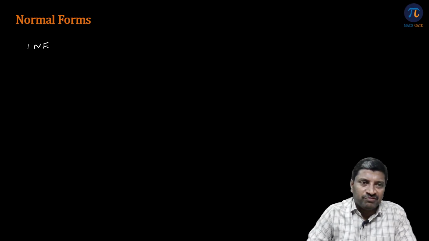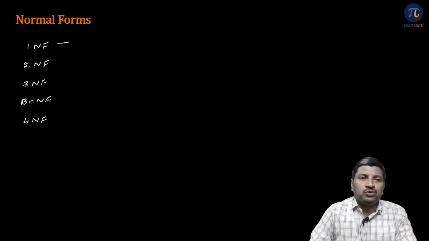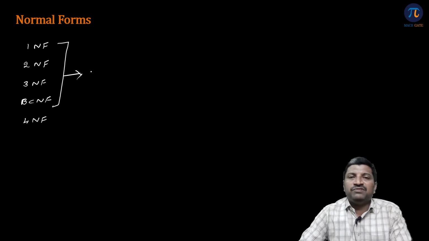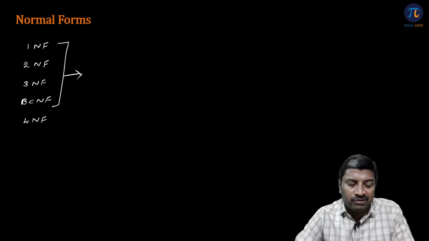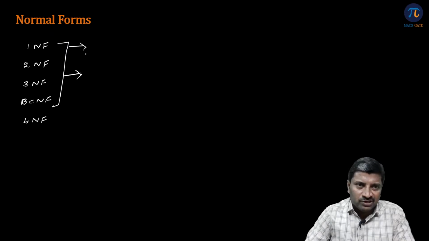The first normal form, the second normal form, and the third normal form. Then the next one is BCNF. In addition to these, we can also have fourth normal form. According to our GATE exam syllabus, these four are NF: first normal form, second normal form, 3NF and BCNF.